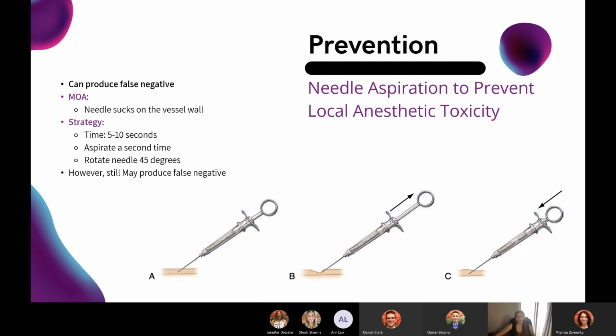A false negative would be when you pull back on the syringe and there's no blood return, even though you're inside the blood vessel. One mechanism that could cause this is the needle being against the blood vessel wall, and the needle sucks in the wall instead of the blood. One way to help decrease false negatives in this case would be to aspirate the needle a second time after rotating the needle 45 degrees.